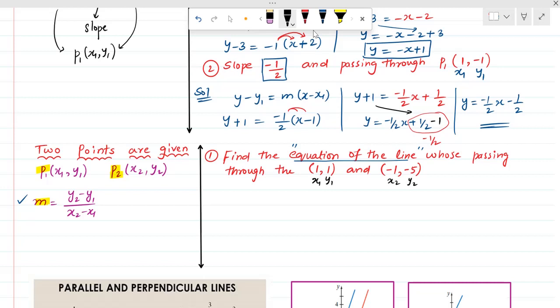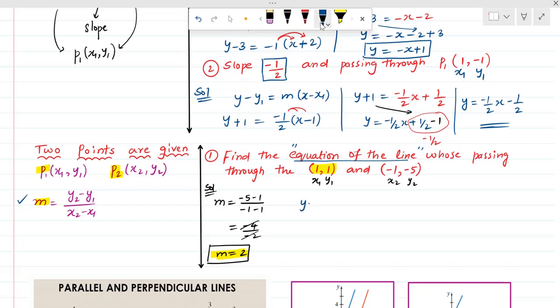What should be your m? The m value is y2 minus y1 over x2 minus x1, which is minus 5 minus 1 over minus 1 and minus 1. So minus 2 over minus 4 over minus 2, it gets cancelled. So the slope is equal to 2. Now I will take the slope and this first point. You can take the second point as well. You will get the same equation of the line, no change.